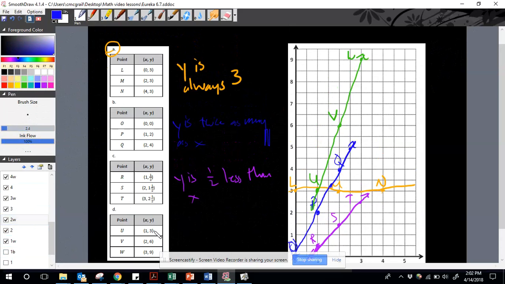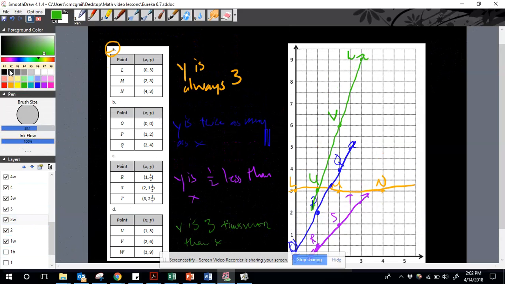And then the last rule is y is 3 times more than x. And I look at my last line, and yes, that is true. Y is actually 3 times more than x. So my last rule is, I'll go to green, y is 3 times more than x. So now what we're going to do is we're going to check in about some points, and we're going to see which line some points fall on.